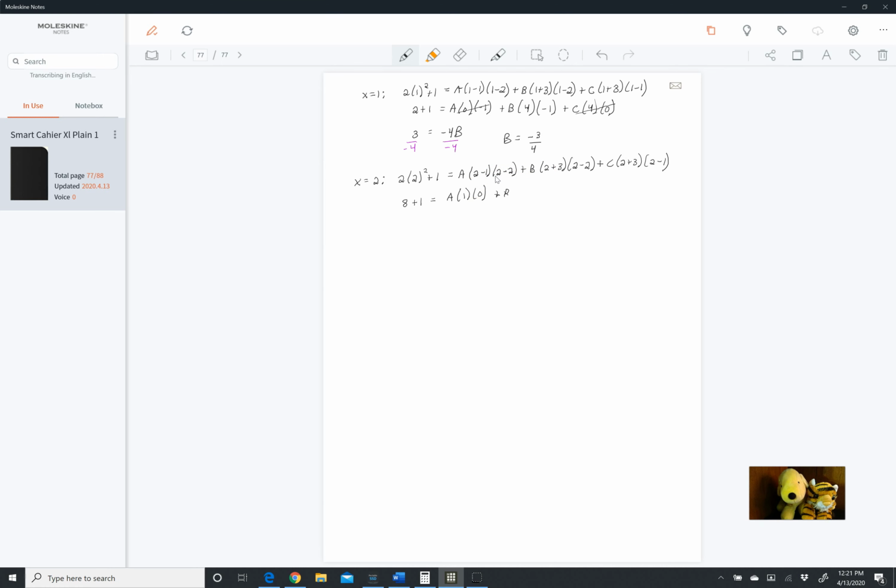And then plus b. And 2 plus 3 is 5. 2 minus 2 is 0. And then finally c. 2 plus 3 is 5. 2 minus 1 is 1. This term goes away. This term goes away. And we're left with 9 is equal to 5c. So then we divide both sides by 5. And we get that c is equal to 9 over 5.